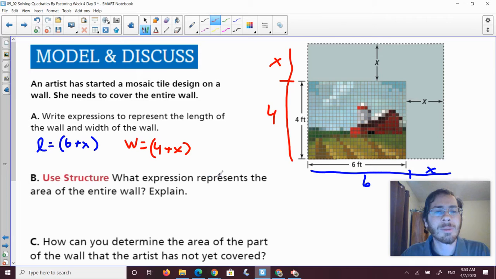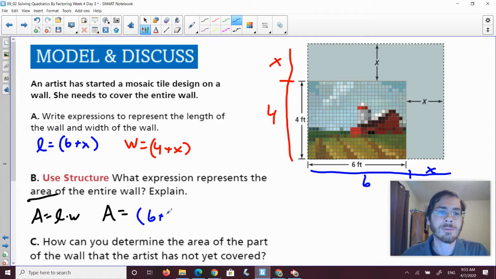So it says, what expression represents the area of the entire wall? Well, to get the area of the entire wall, area of a rectangle is length times width. So yeah, it looks like we're going to use our area model, because we're going to have to do our length, which is 6 plus x, times the width, which is 4 plus x. So that'll be the area of the entire wall.